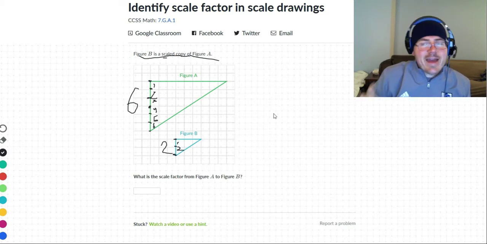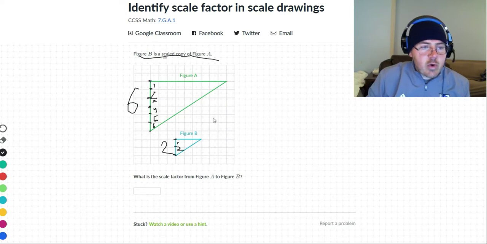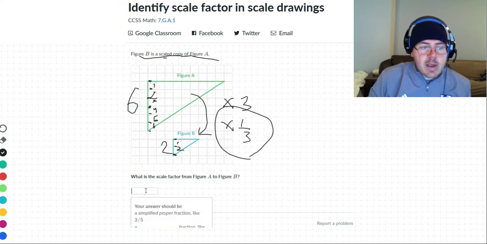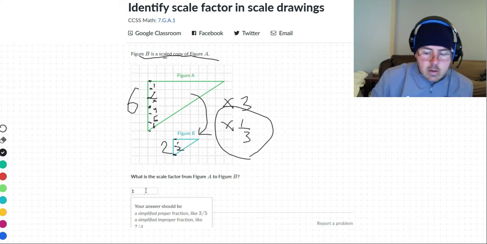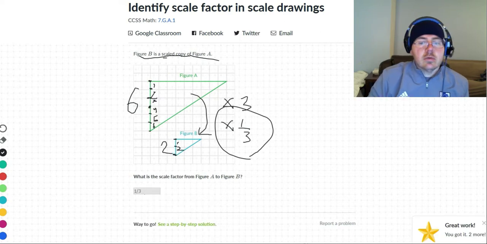Now, the key here is you have to listen to the direction the words tell us to go. What is the scale? We're going from A to B. That'll be the difference between whether we are multiplying by 3 or multiplying by 1/3. Since we're going from the big shape to the small shape, it's 6 times 1/3 that'll get us to 2. So my answer is going to be 1/3. Nice. Let's try another one.